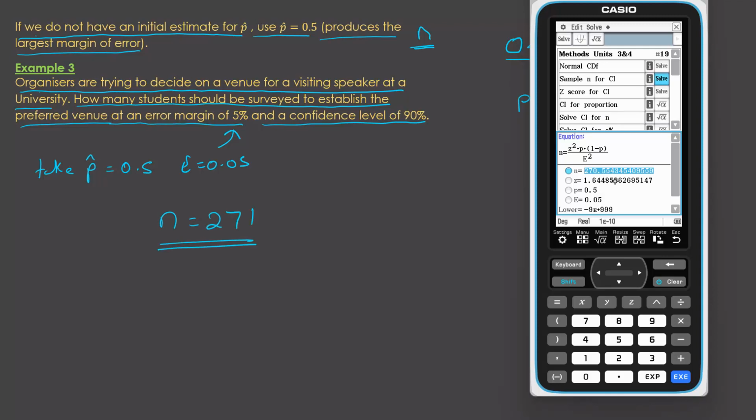If the p is something different to that, it's fine. The 271 will cover it.